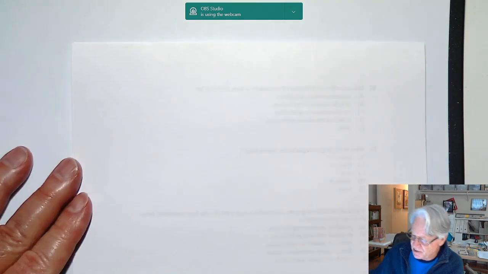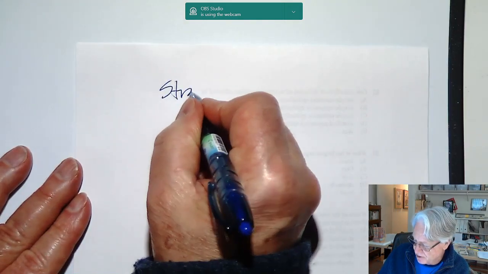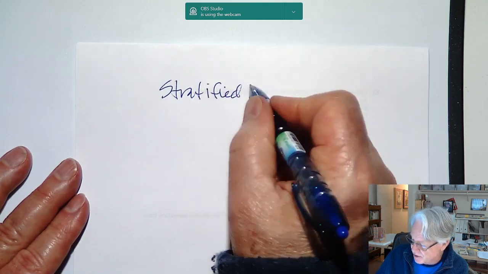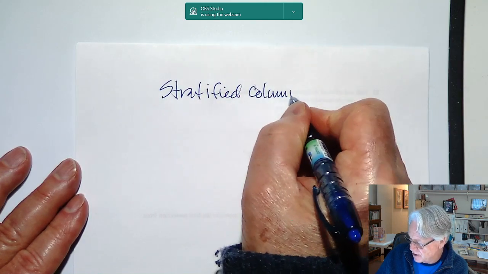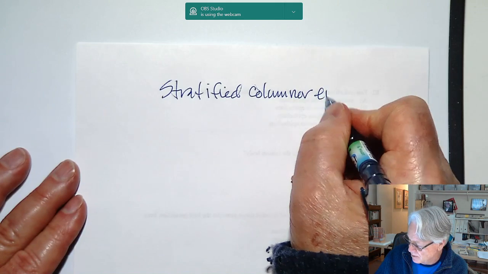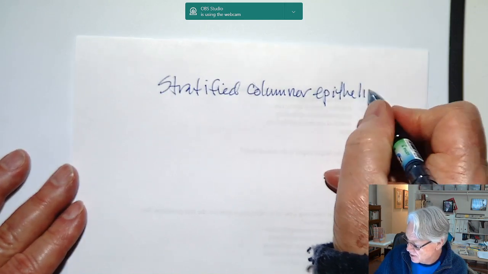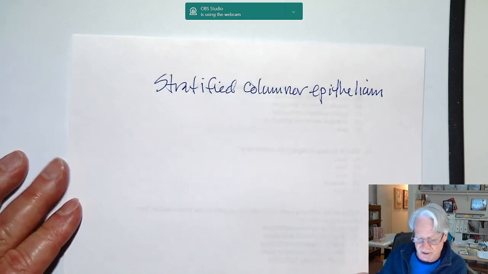Let's talk very briefly about stratified columnar. We don't see this very much. I don't want to spend a lot of time here. It's pretty rare in the body, and I never talk about it when I am teaching any of the other sections like 40B or 40C.